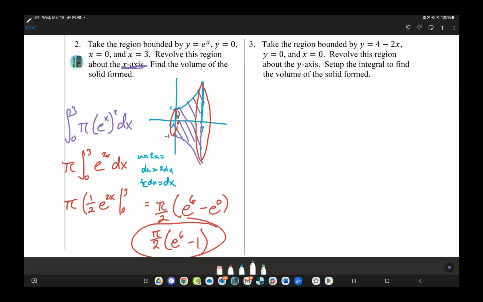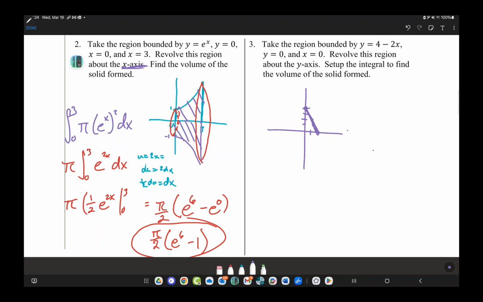All right. Take the region bounded by y equals 4 minus 2x, y equals 0, x equals 0. Revolve around the y-axis. All right. So here we have our function. 4 minus 2x starts at 4. By 1 we're at 2. By 2 we're at 0. It's just a nice little triangle here.